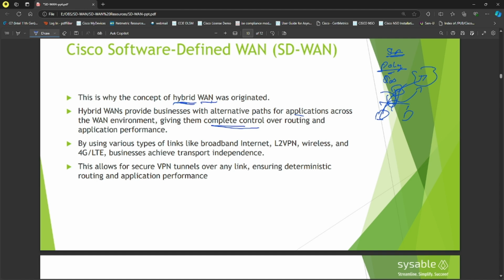So it's like full granular control by using various types of links like broadband internet. You're using LTE nowadays. So in case MPLS is down or the internet is also down, you can utilize the LTE service, or the 4G service or the 5G service also. This allows secure VPN tunnels over many links, ensuring deterministic routing and application performance.